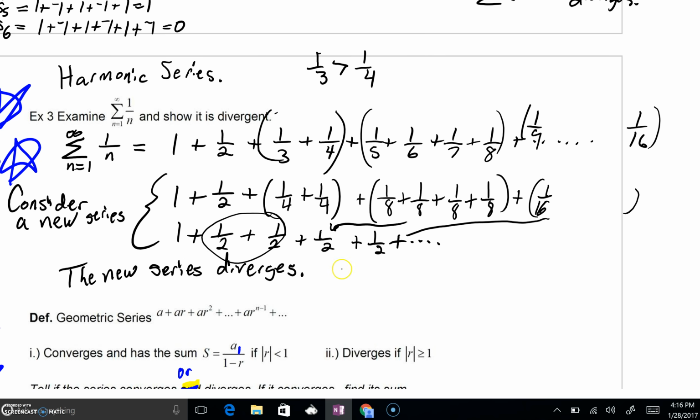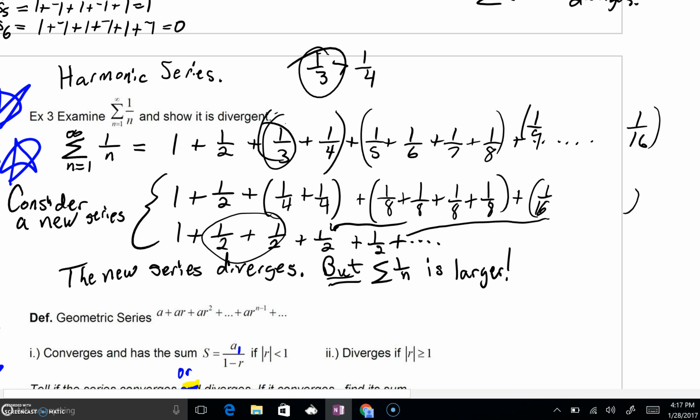But, and this is the big key, this series is larger. It's even bigger. Why? Because term by term, like we said, the 1/3 here was bigger than the 1/4. Right here, 1/5 is bigger than 1/8. 1/6 is bigger than 1/8. So we're doing this proof saying, look, if the new series that we created is heading off towards an infinite sum, that means that this series, the harmonic series, diverges.